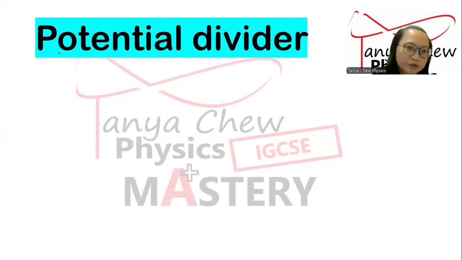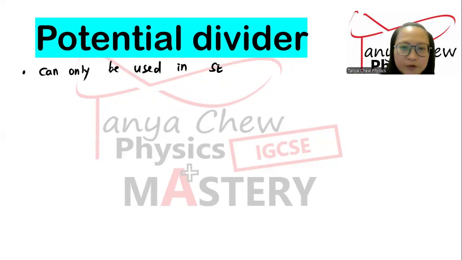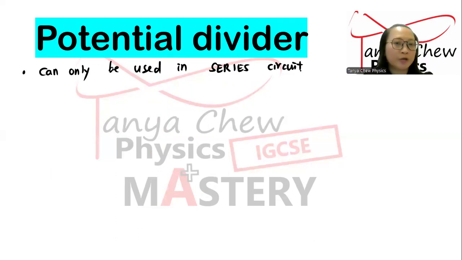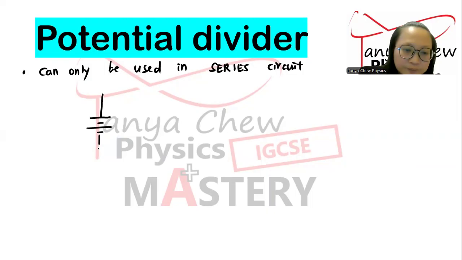Now, potential divider. Bear in mind, potential divider can only be used in a series circuit. Why series circuit? Because current has only one path to flow. What if the circuit given is in parallel? Don't worry, just simplify it to become a series circuit. So this is the diagram of the potential divider.